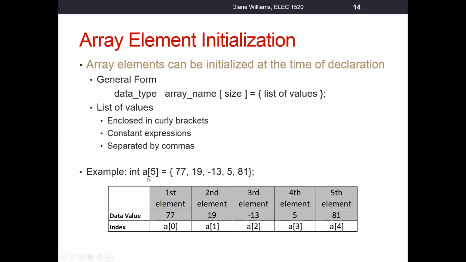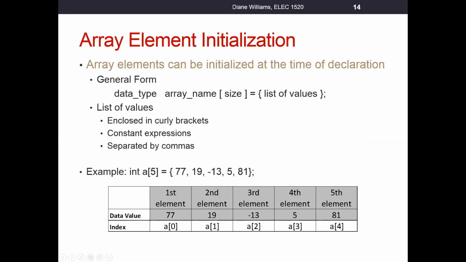So here's an example. If I declare an array A that's of type int, that means it has all integers in it. Every single element is of type int. There's 5 of them. So I've got 1, 2, 3, 4, 5 ints here. And then if I want to initialize them, inside the curly brackets, I have this list of values. The first value in the list is assigned to the first array element. So 77 is stored at A at index 0. 19 is stored in the next element, A at index 1. Minus 13, A at index 2. 5, A at index 3. And finally, the last element, A at index 4.